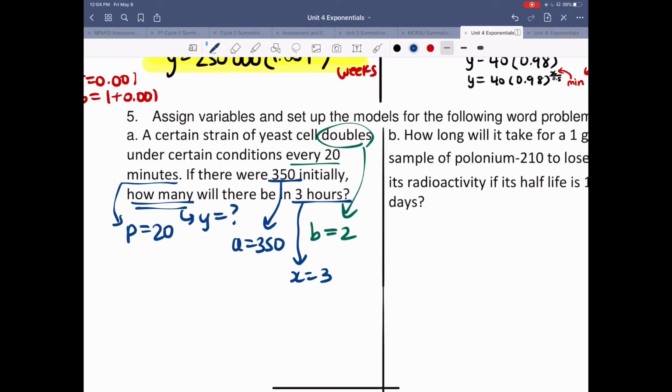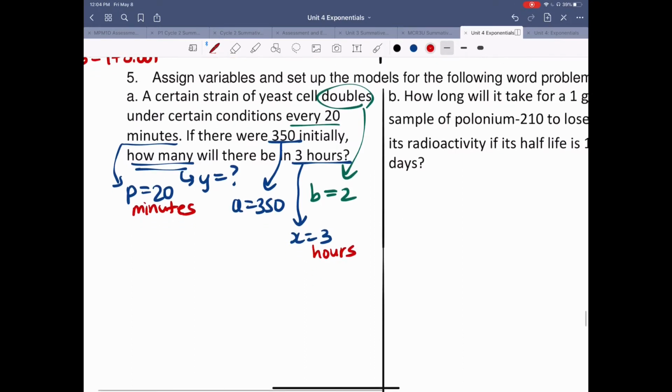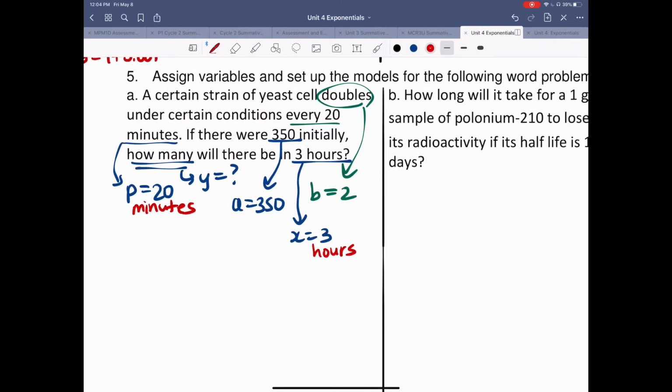Okay, this is where we need to be careful. Notice how x equals 3 is in terms of hours right now, and p equals 20 is in terms of minutes. We want to be careful before we start plugging everything in, because otherwise it's not going to make sense. So if I'm dealing with 3 hours, I'm going to convert that to minutes, and I will get 180 minutes. I'm going to make sure I consider that before I plug things in.